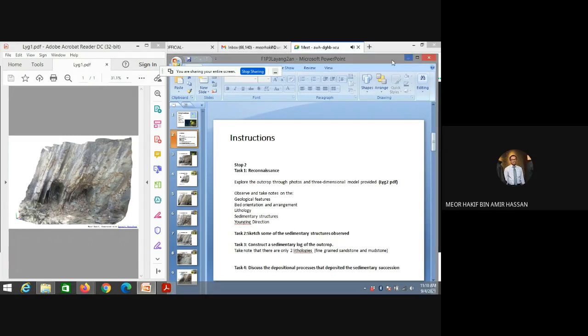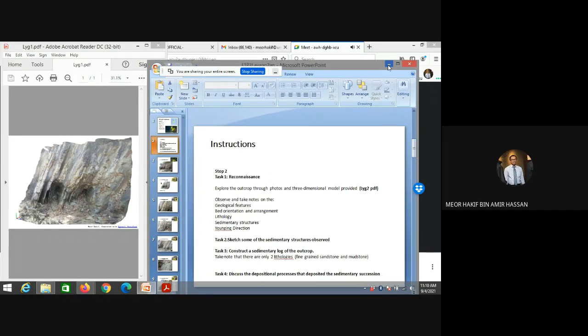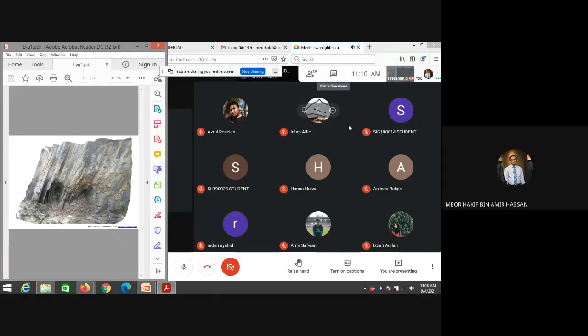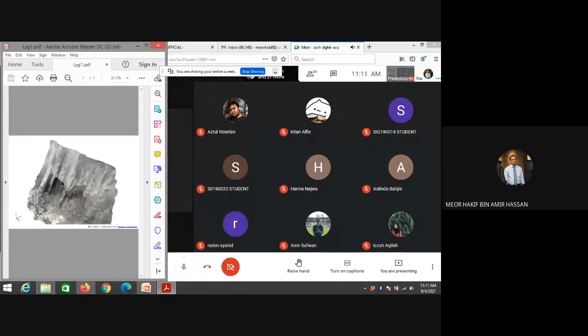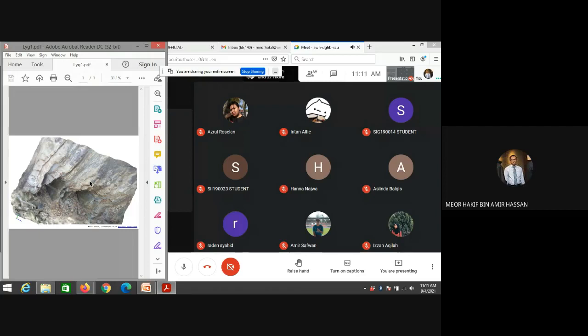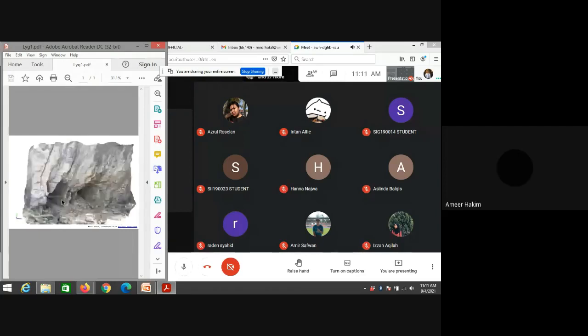Okay, can I ask, has anybody started doing the sedimentary logging? Ada yang mula start dah? Okay, so I take that as a no. So today you're going to start with sedimentary logging, yeah? But before we do that, we share our observations of the outcrop. So, you guys dah tengok the photos and the 3D model? Yes. Yes, doctor. Yes, doctor.